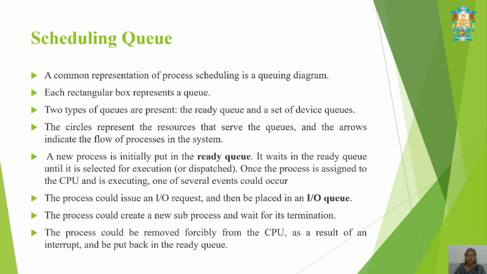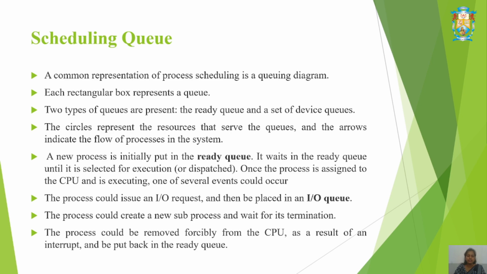Now, what is the ready queue? A process is initially put in the ready queue when it is ready for its execution. It waits in the ready queue until it is selected for execution by the CPU. That means all the processes that reside in main memory and are ready for execution will be taken into the ready queue.